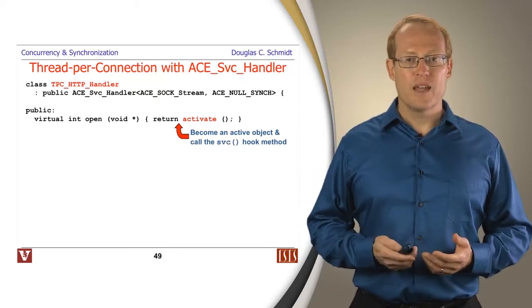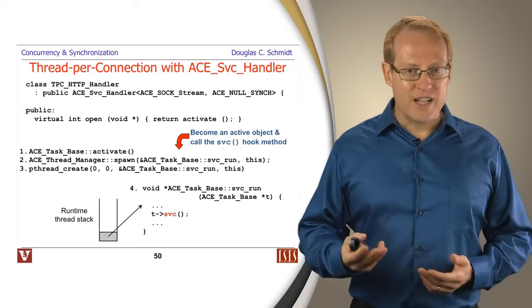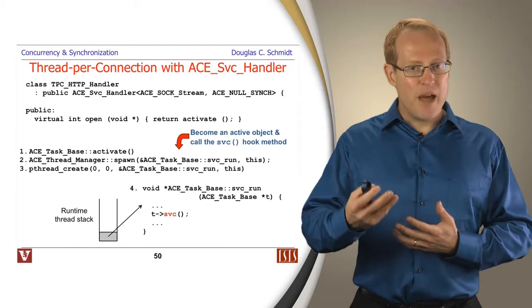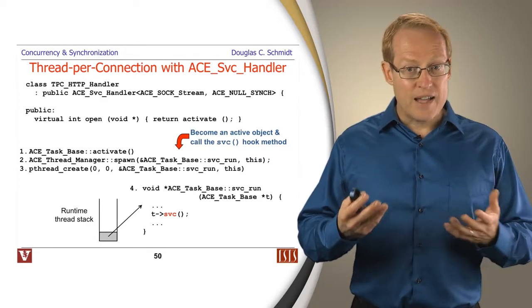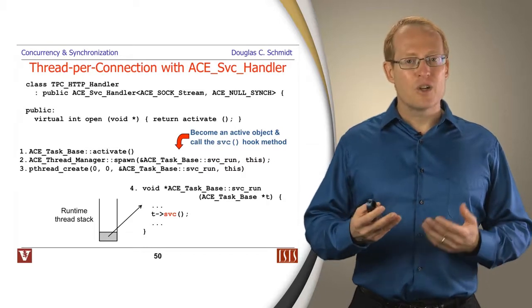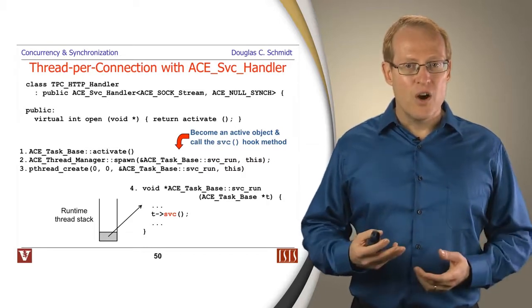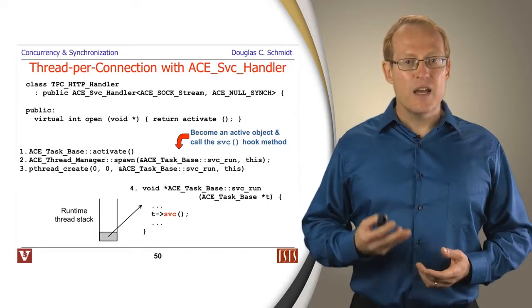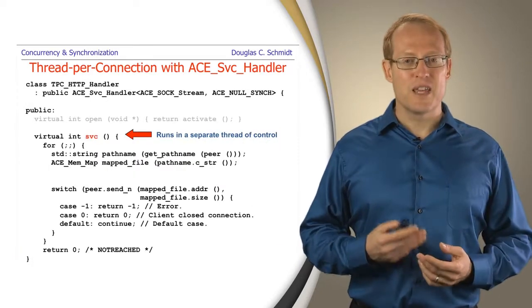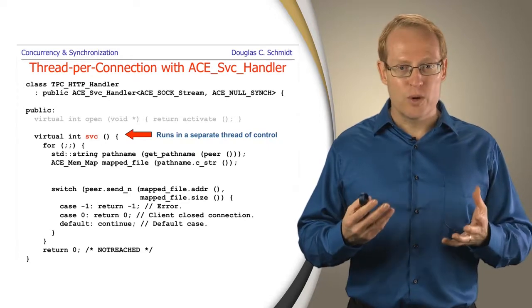of control. As we saw before, the activate method under the hood will spawn a thread and then pass in the service run adapter function that's part of the ACE Task framework, and that will end up calling the service hook method on TPC HTTP handler. Here's the service method. Keep in mind this method is now running in its own thread of control.